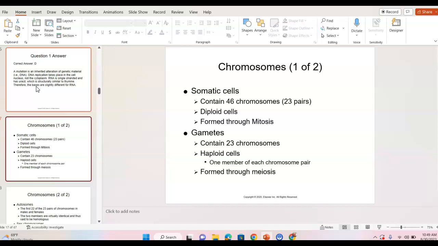That is a haploid number of chromosomes. So I just remember that it sounds like half. That is actually formed through a process called meiosis. We'll talk about that in the future with reproduction.